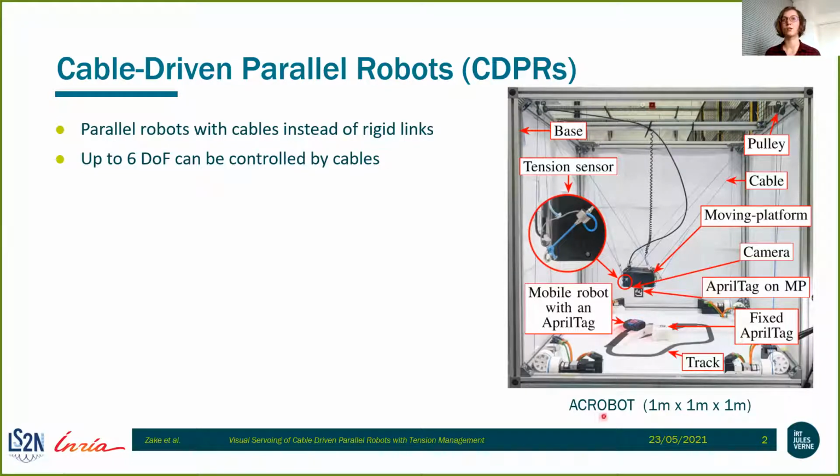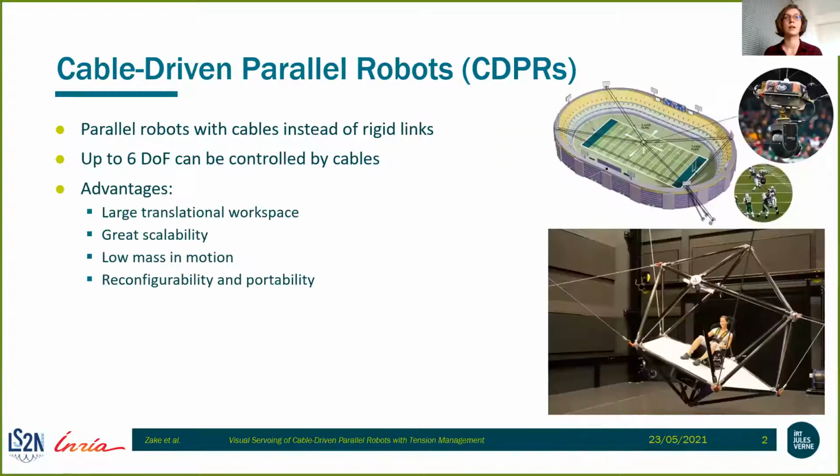Here you can see ICRA, which is our small CDPR. Its workspace is roughly 1 meter cubed, and its moving platform has 6 degrees of freedom controlled by 8 cables. The advantages of CDPRs are numerous. For example, large translational workspace, great scalability, low mass and motion, reconfigurability, and portability, so it is not surprising that we can see many interesting applications for CDPRs.